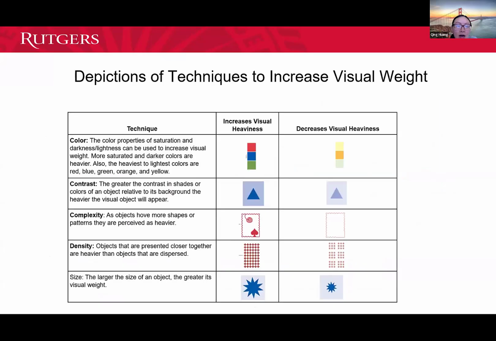Besides that, there is something we need to pay attention to within data visualization. We can first select different tools, right? And after we select a tool, we also have other techniques to increase the visual weight. For example, we can use color to make our data more informative. We can use contrast, complexity, density, and size to denote different meanings. So these are some techniques we need to pay attention to in data visualization.